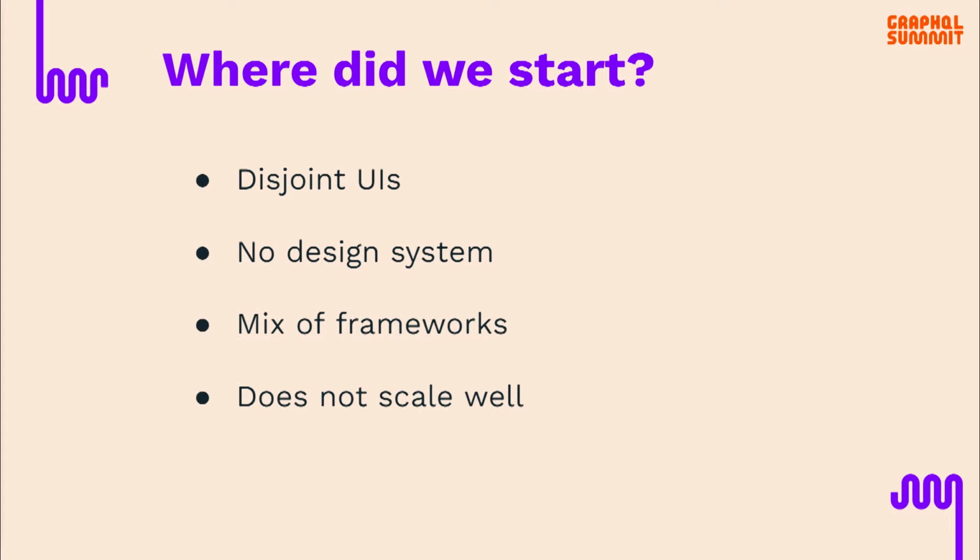We also end up with disjoint UIs, right? You can pick Ember, you can pick Angular, you can pick React, you can do whatever you want. You have the freedom to do what you want. We didn't have a design system because you just had the freedom to do what you wanted. So we ended up with a mix of frameworks. We had all of them. You can imagine. We have Ember apps that are still running today. We've gotten rid of our Angular apps, but we had them. We had a lot of React.